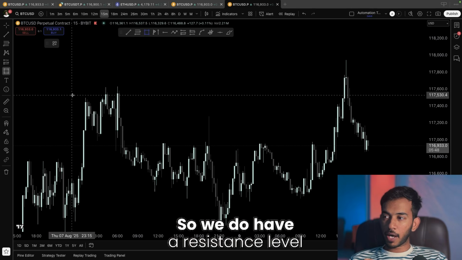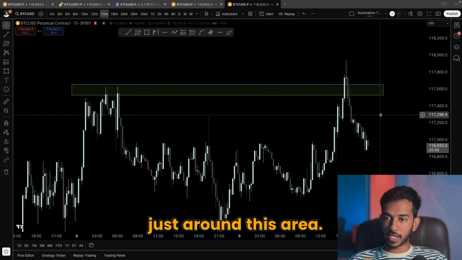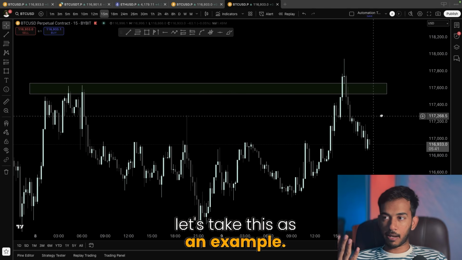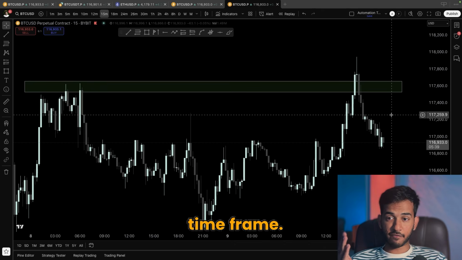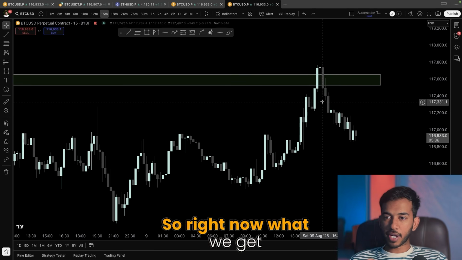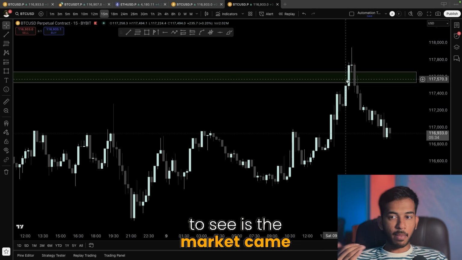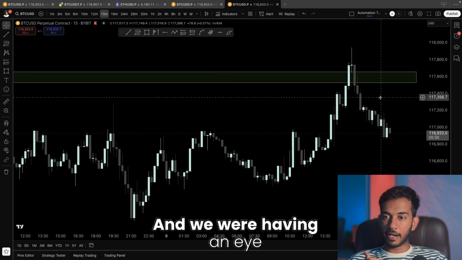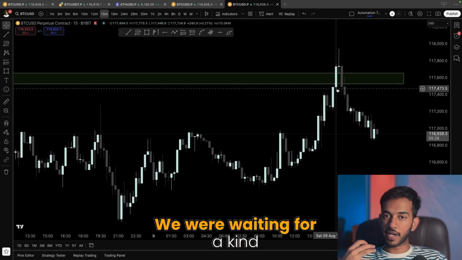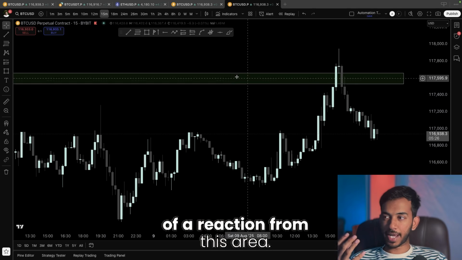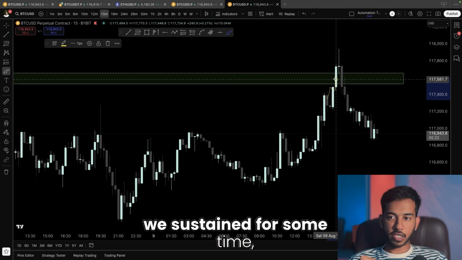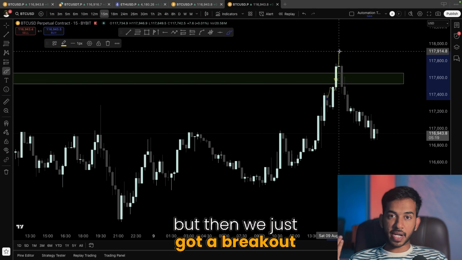So we do have a resistance level just around this area. I mean, just for the sake of this video, let's take this as an example. All right, and we are on a 15-minute time frame. It's good enough. So right now what we get to see is the market came to our level. It was just below it, and we were having an eye on this. We were waiting for a kind of reaction from this area, but what we got to see was we came here, we sustained for some time, but then we just got a breakout towards the upside.